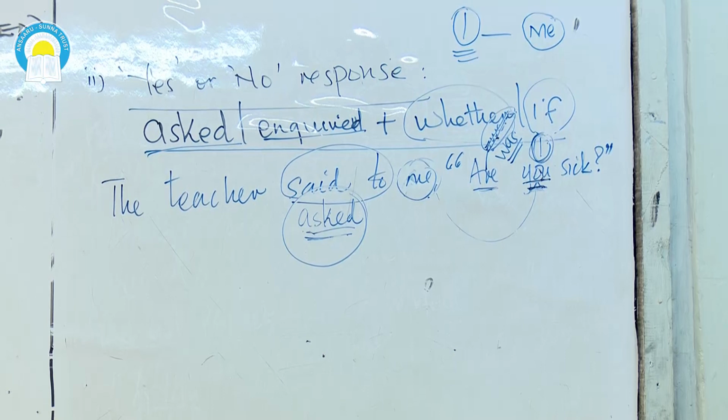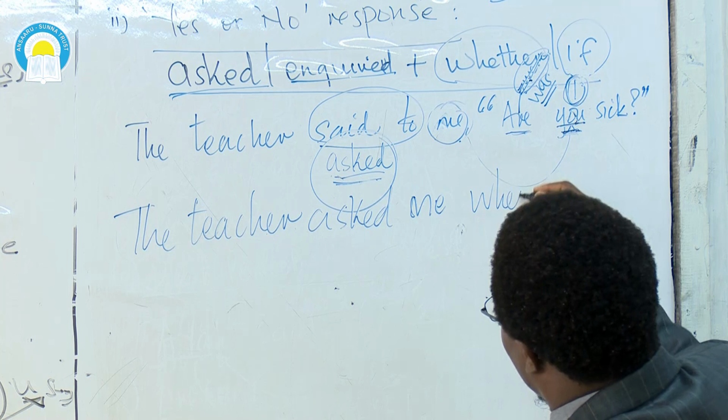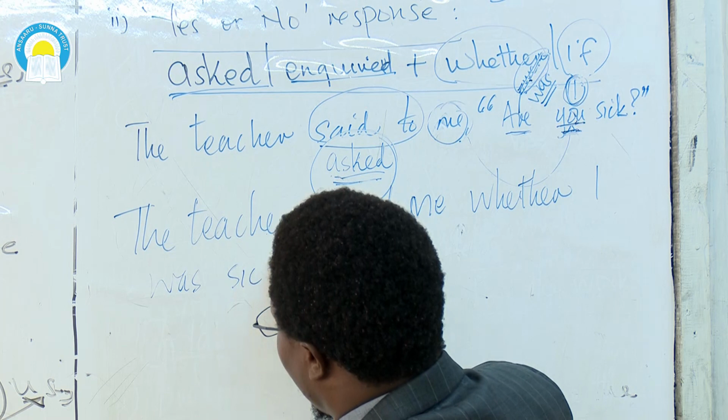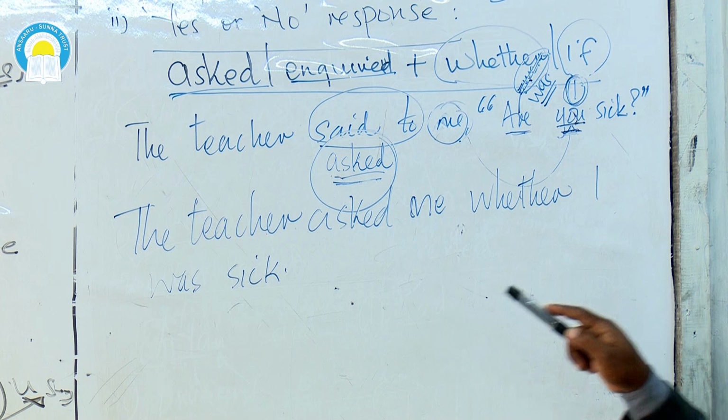And the sentence now becomes, the teacher asked me whether I was sick. That's a sentence now in reported speech that has changed from the sentence in direct speech. The teacher said to me, are you sick? To become, the teacher asked me whether I was sick.